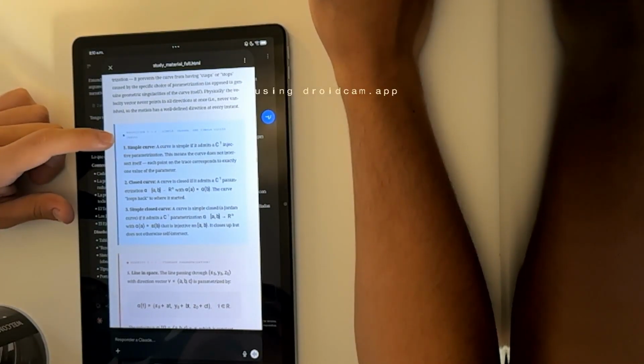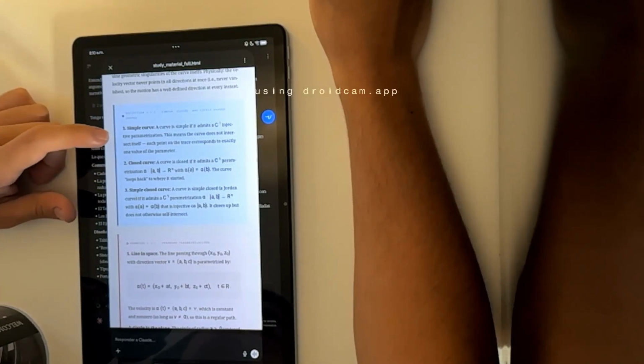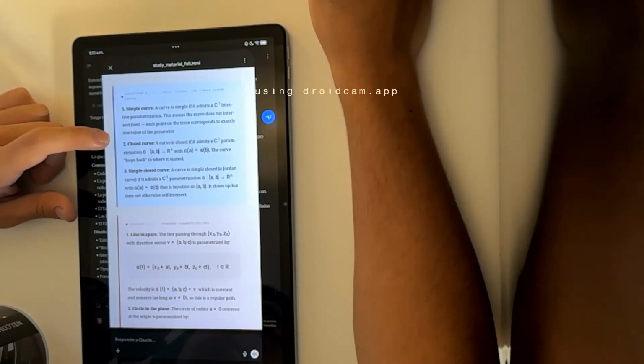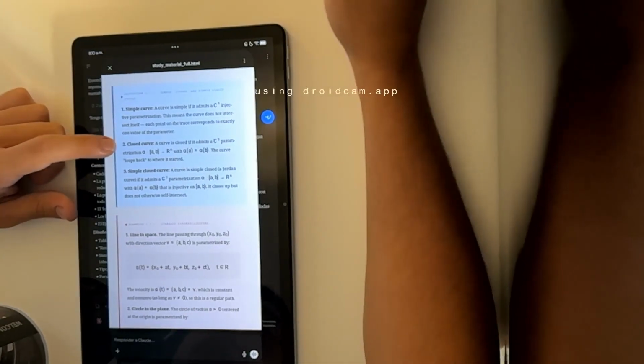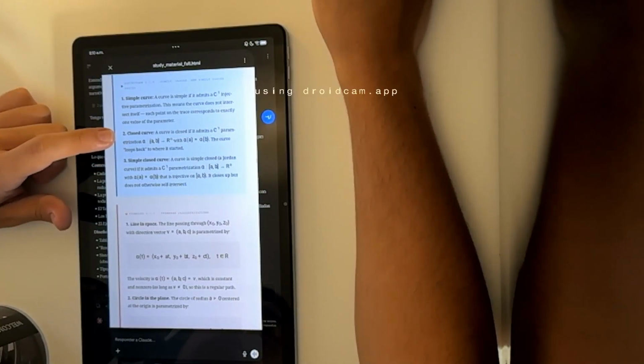Simple curve. A curve is simple if it admits a C1 injective parametrization. This means the curve does not intersect itself. Each point on the trace corresponds to exactly one value of the parameter. A curve is closed if it admits a C1 parametrization from the interval to Rn with alpha of a equals alpha of b. The curve loops back to where it started.